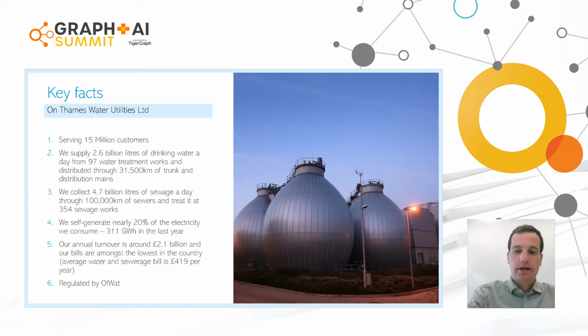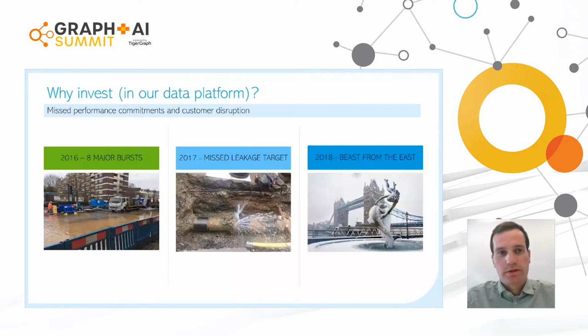And a few years ago, we had some problems with some of our performance commitments. So we have to achieve targets as a regulated business, and we were missing those over a period of a few years. And this motivated us to invest in our data platform, and in particular, digital twin and graph technology. For example, back in 2016, we had 8 major bursts, which caused a lot of customer disruption and damage to property. In 2017, we then missed our leakage targets. Every year we need to reduce leakage coming out of our networks.